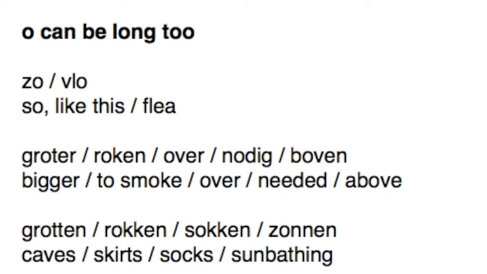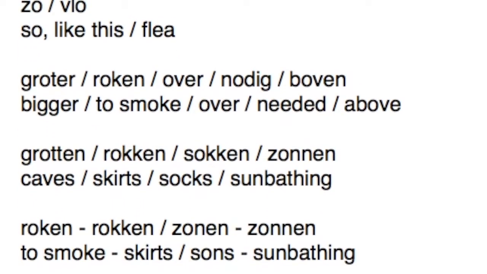Means the O is short, and this matters again because, for example, roken is not the same as rokken, so the pronunciation matters. Roken means to smoke, and rokken means skirts, so that's a plural of rok. And the same goes for zonen, suns, and zonnen, to sunbathe, sunbathing. So, let's pronounce after me, roken and rokken. Zonen en zonnen.